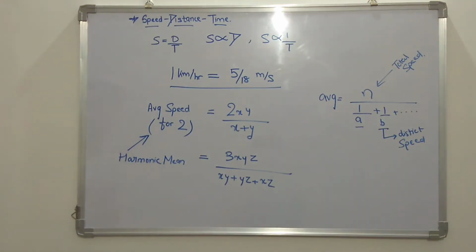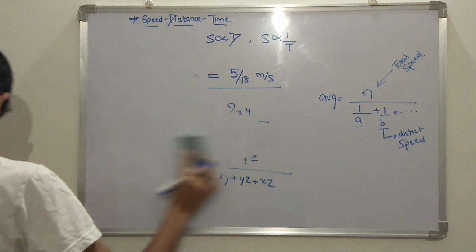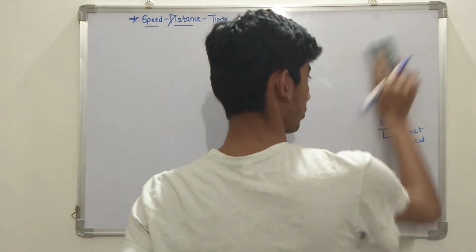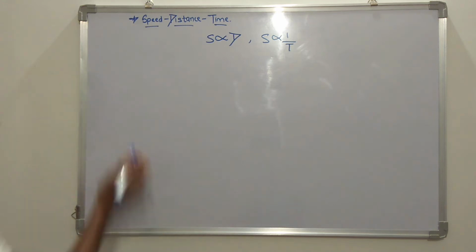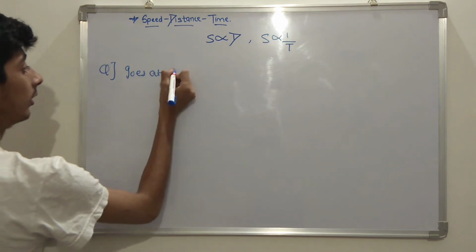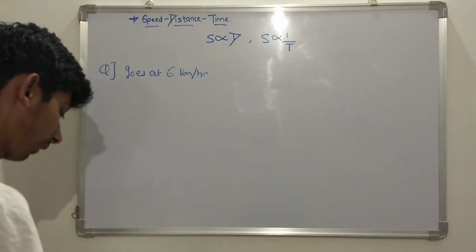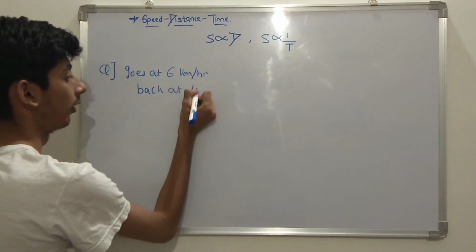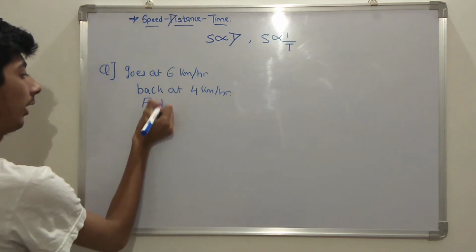So jumping to the questions now. The first question is, a boy is going to school on his bicycle with a speed of 6 kilometers per hour and comes back at 4 kilometers per hour. Find the average speed.